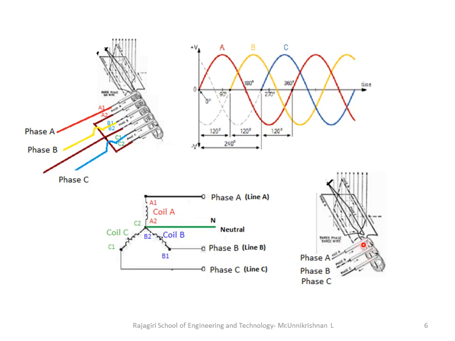So here, for the neutral, you will be taking one end of all the coils and connecting them as a common point, and the other end of each coil will be connected to the 3 slip rings. So it will be generating phase A, phase B and phase C. Now we'll be moving on and seeing how the waveform is generated.